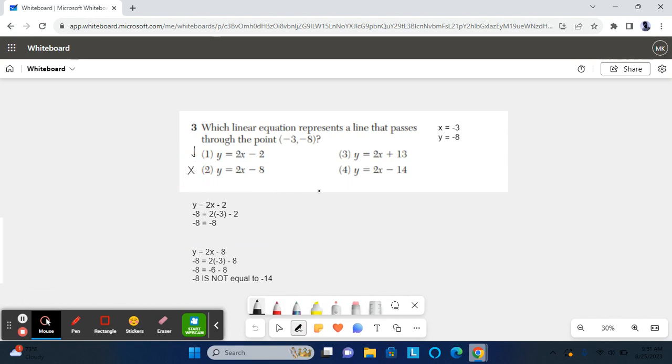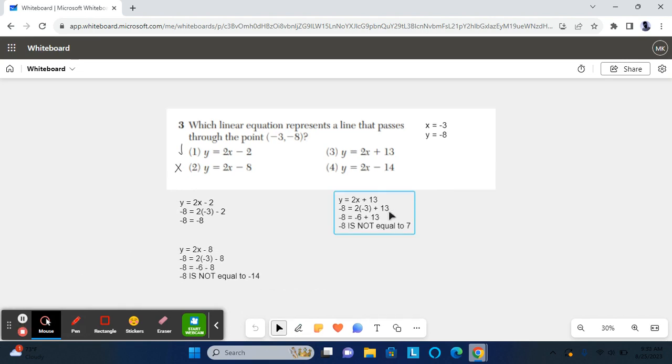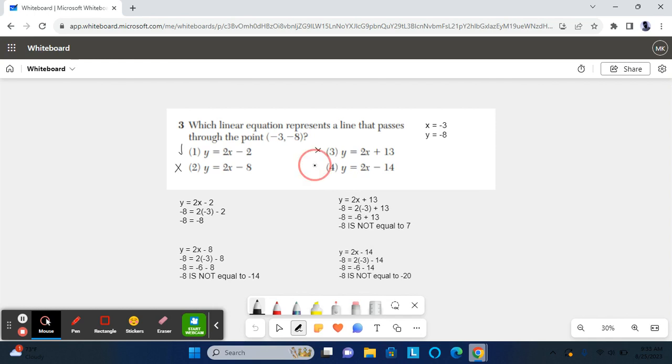For 3, it says y equals 2x plus 13. If you replace all the values, you'd get negative 8 equals 7, which is not correct, so 3 is not a correct answer. For number 4, it says y equals 2x minus 14. If you replace all the values, then you'd get negative 8 equals negative 20, which is not correct. So 4 is not a correct answer either, meaning that number 1 is the correct answer for question 3.